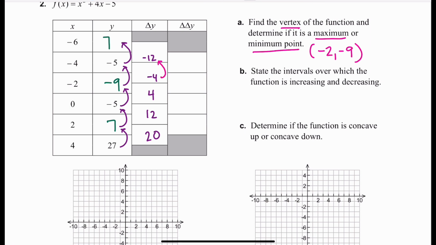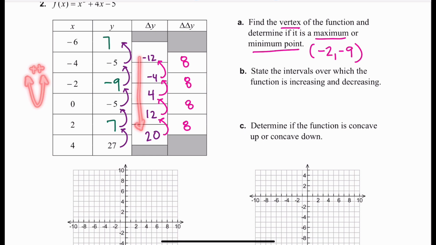-4 minus -12 is 8. 4 minus -4 is 8. 12 minus 4 is 8. And 20 minus 12 is also 8. This is a positive number. The delta y is increasing, so a positive second change is concave up.